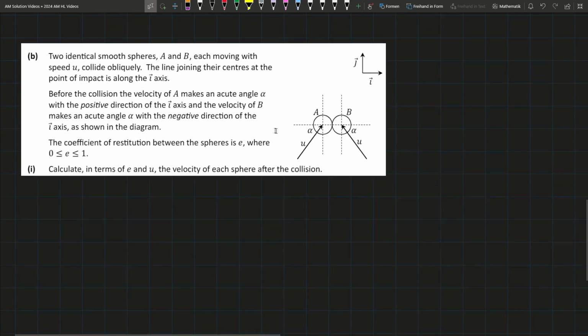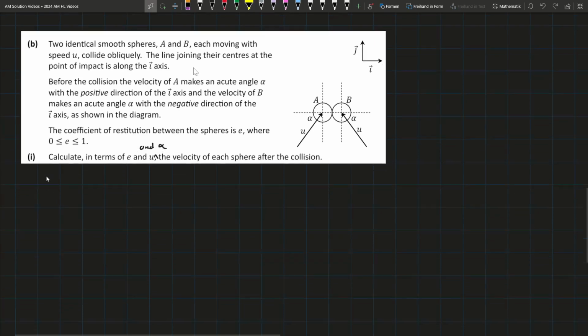So there's two identical spheres, each moving with a speed of u obliquely. They both make the same angle with the y-axis, and there's a coefficient of restitution. We need to calculate in terms of e and u, and I think a little mistake they made, and alpha, because there's no way to solve for alpha here, and as well as that, they asked for an answer in part 2 in terms of alpha, so it should be in terms of alpha as well. The velocity of each sphere after the collision.